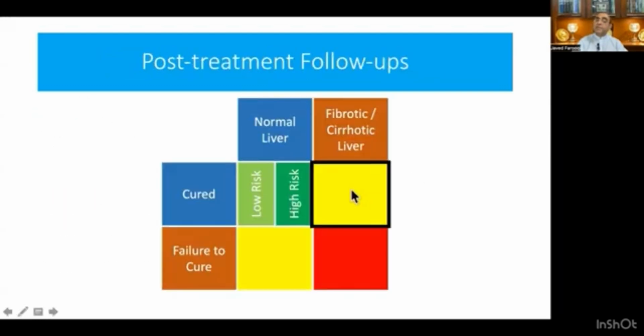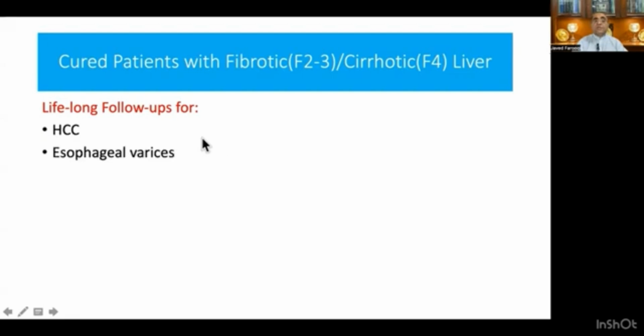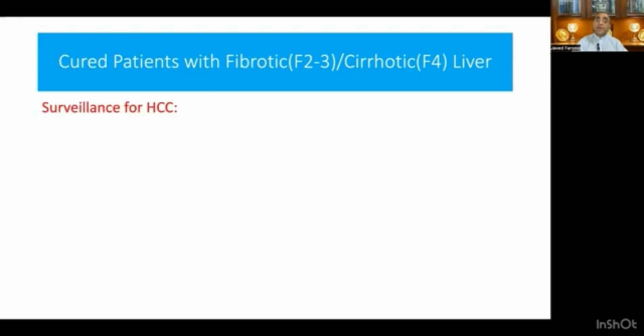Coming to this category, the patient has achieved the SVR, but the liver is fibrotic or cirrhotic. This is the yellow group. So what we do here: lifelong follow-ups are required in these patients for HCC, for esophageal varices, as well as for HCV reinfection. We have seen that HCV reinfection, at times maybe relapse, is found here. So lifelong follow-ups should be made.